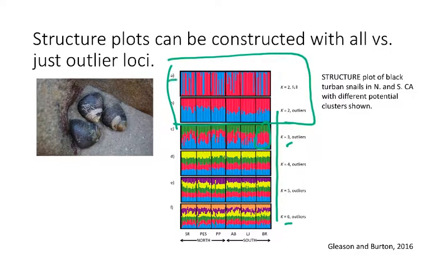So here in A, this is showing a structure plot, again, for different individuals from Northern and Southern California, 6 different geographic sites. If you use all of the loci, so this was the DD-RAD data with several thousand SNPs, if you use all of the data, there are really no clear population clustering here. You have a bunch of red individuals, a bunch of blue individuals, but there's no clear geographic pattern to it.